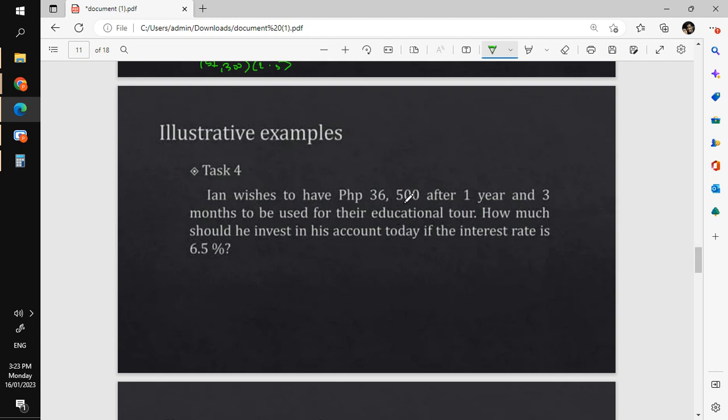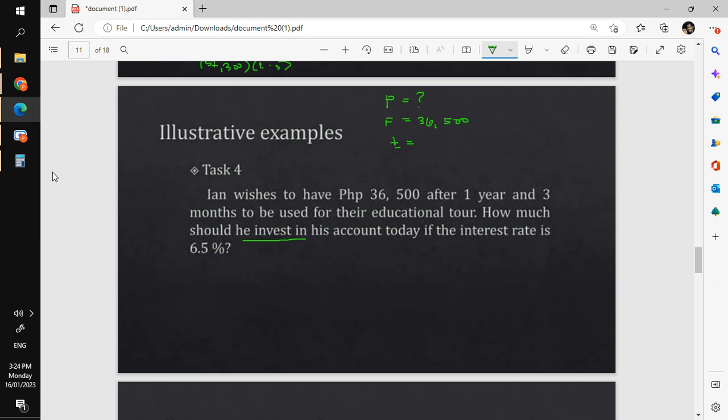Now let's have another example. Ian wishes to have 36,500 after 1 year and 3 months to be used for the educational tour. How much should he invest in this account today if the interest rate is 6.5%? So we are looking for the principal amount. Given the future value, because Ian wishes to have 36,500. So the future value is 36,500. The given time is 1 year and 3 months.